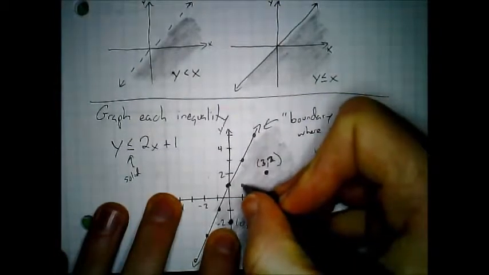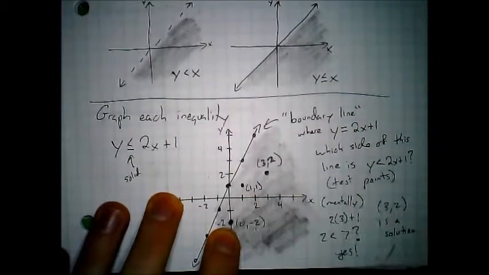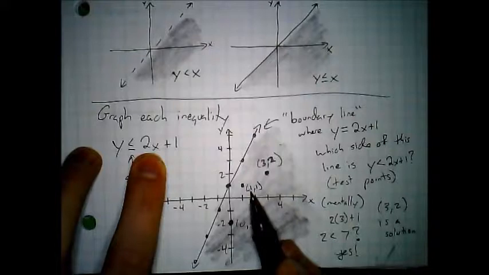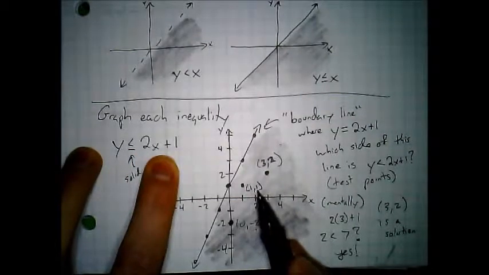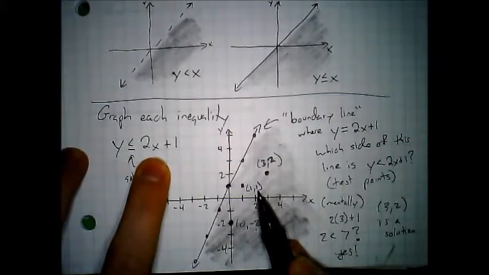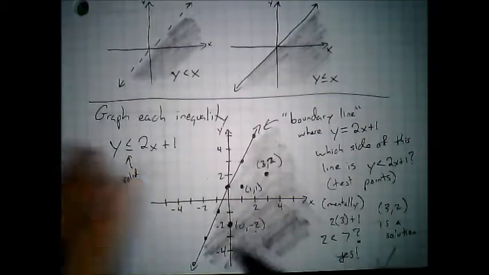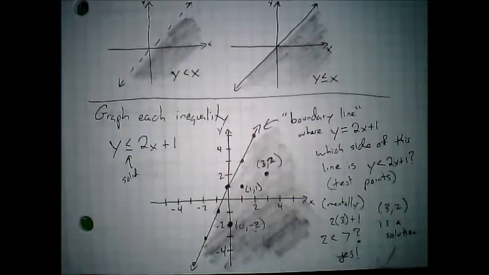Let's do one more. Let's pick the point (1, 1). So (1, 1) should be a solution because it's in this shaded region. So let's just show that it is. X equals 1. So we do 2 times 1 plus 1 is 3. Remember the number 3. Our y coordinate now is 1. So we want to know, is 1 less than 3? Of course. So every single point, no matter which point you pick, even all the fractions and decimals in between, every single point on this side of the line is a solution. And this is how we do it.